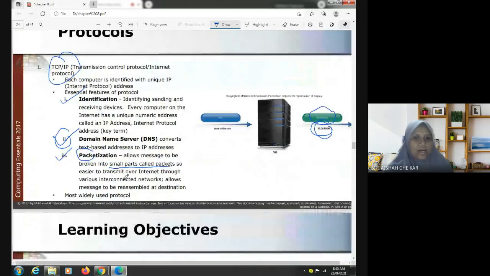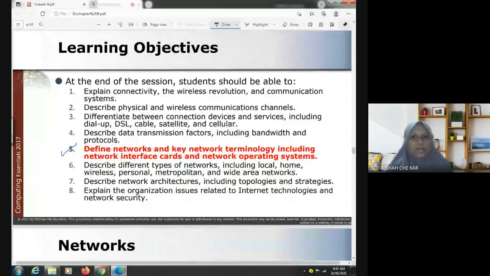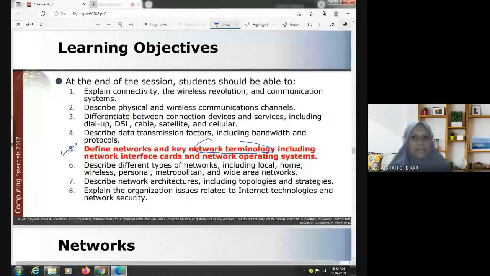Okay, so settle learning objective number 4. Now we move to learning objective number 5. We're going to look at network terminology, interface card, and network operating system. If you have any questions, just ask. No problem. If I know, I'll try to explain to you.